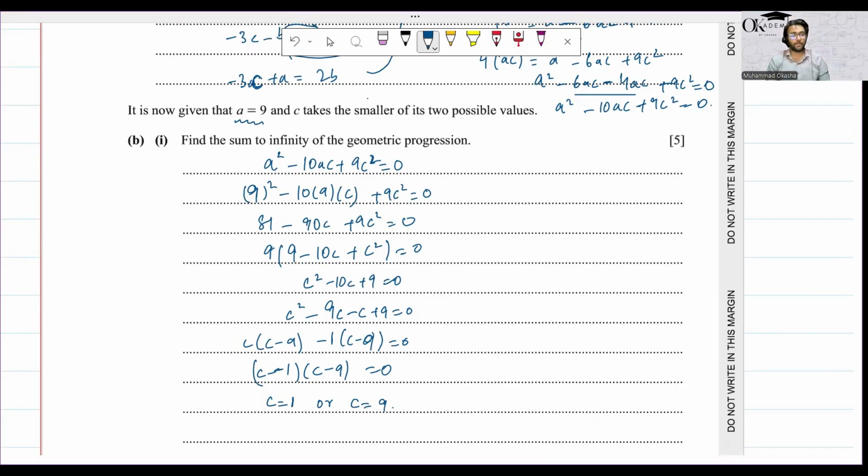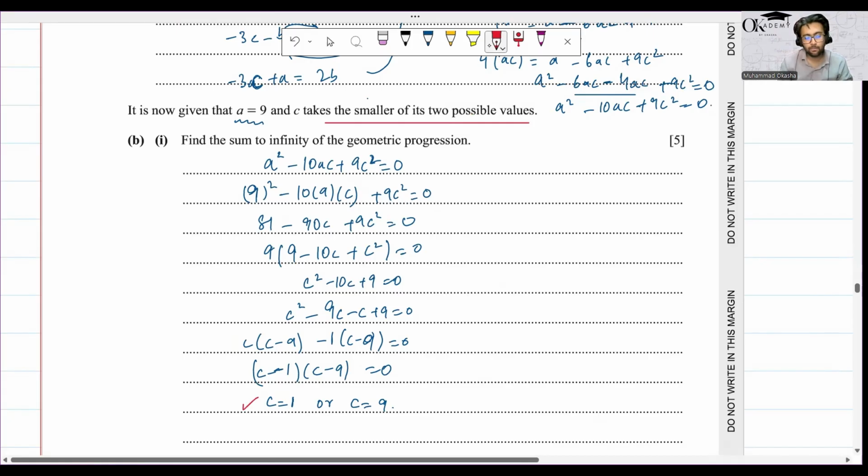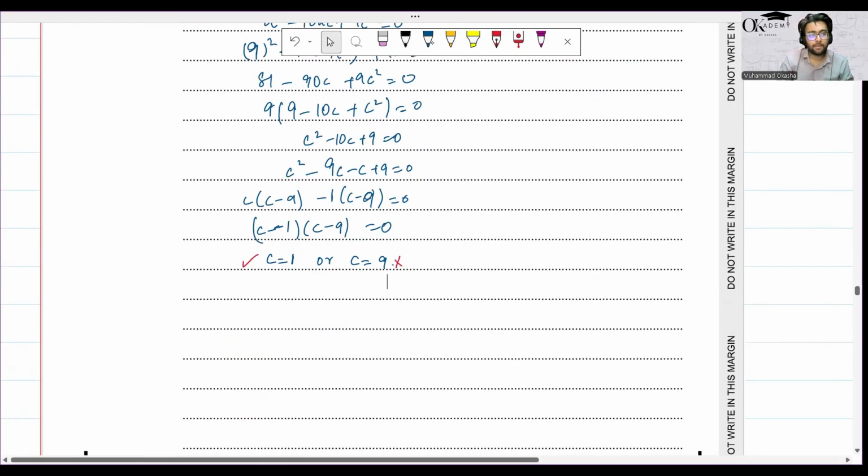Which value of c should I pick? Let's go back. Whenever you're confused, always go back to the question. c takes the smaller of its two values. Okay, smaller one is 1. I'm going to pick 1 and I'm going to discard 9. All right. Now we have the value of a, which is 9. We do not know the value of b, but we have the value of c, and that is 1.